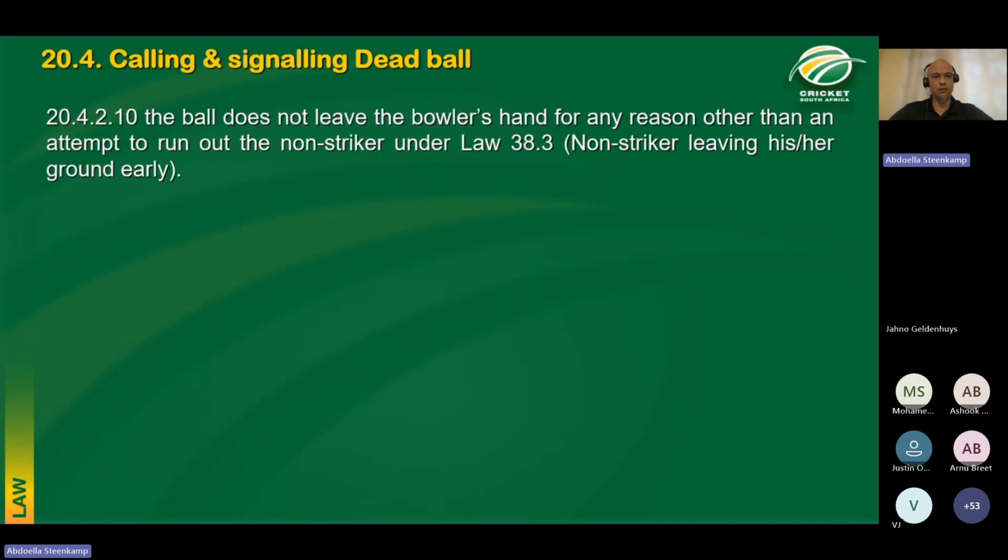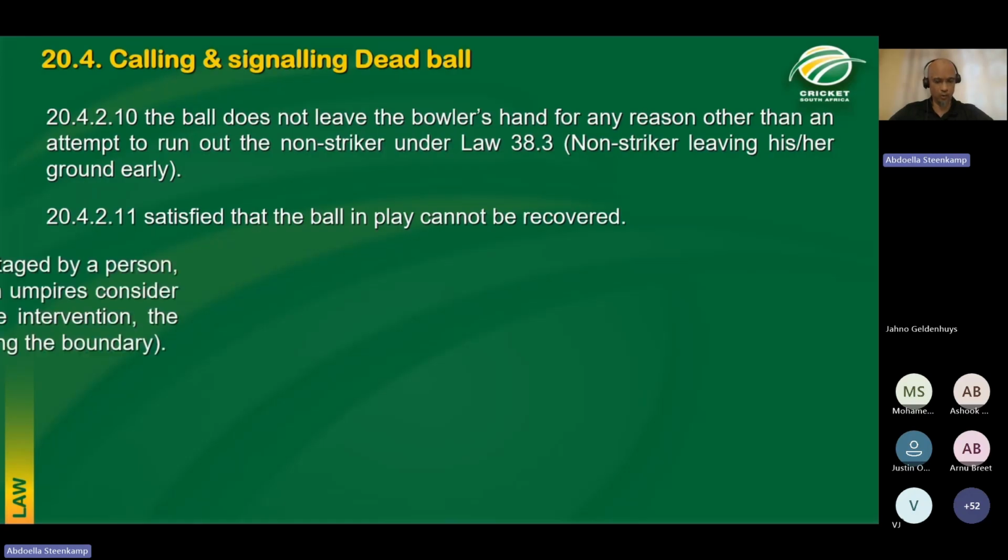If the ball, for whatever reason, does not leave the bowler's hand, other than if the bowler is trying to run out a non-striker, and if that is the case, if the bowler keeps hold of the ball, doesn't deliver it, call and signal dead ball. If you, the umpires, are satisfied that the ball, while in play, cannot be recovered, call and signal dead ball.